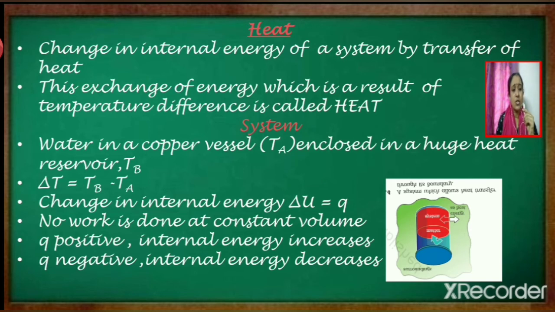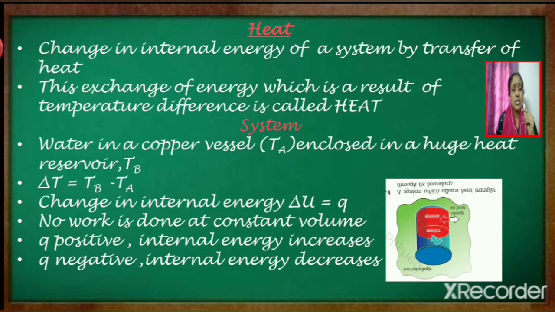Since it is a heat reservoir, the temperature TB will be higher than the temperature TA. Since the heat reservoir is at a higher temperature, there will be transfer of heat from the heat reservoir to water in the copper vessel, as a result of which the temperature of water will increase. So how can we take the temperature difference? Delta T will be equal to TB minus TA.